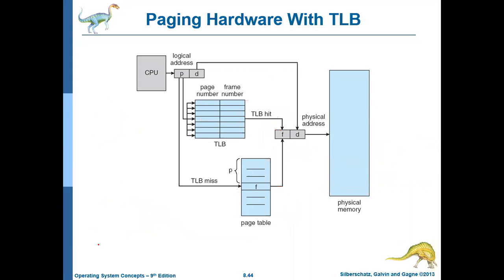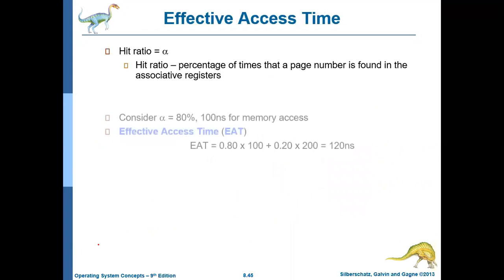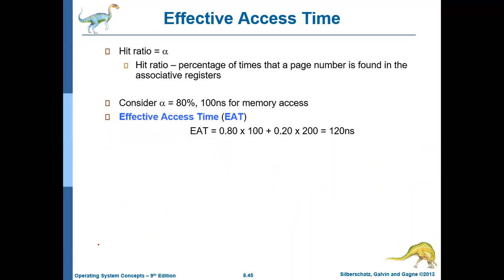Address space identifier. Okay, fine. Then we'll discuss a small example here. If the page number is available in the TLB, then that is called a TLB hit. If it is not available in the TLB, then that is called a TLB miss.